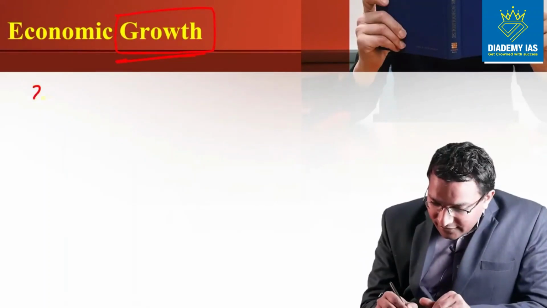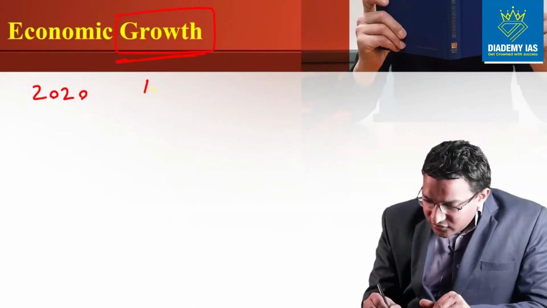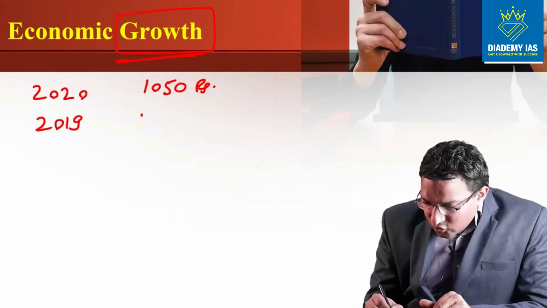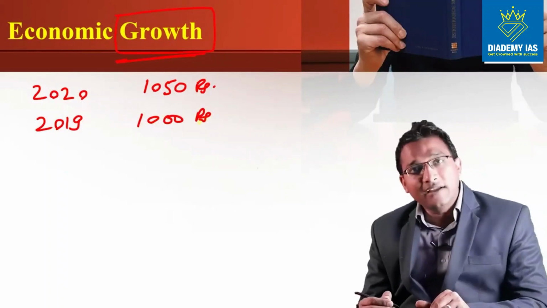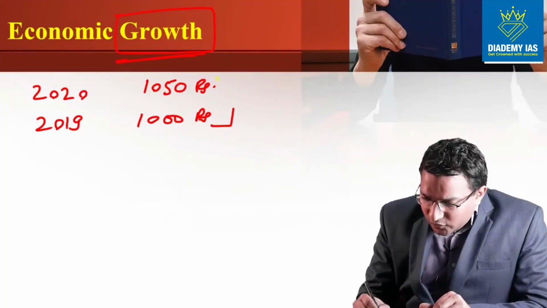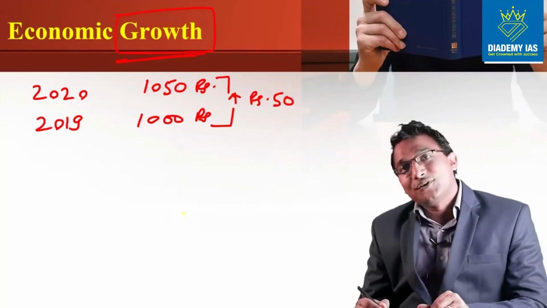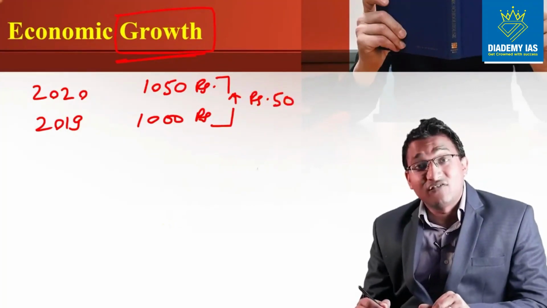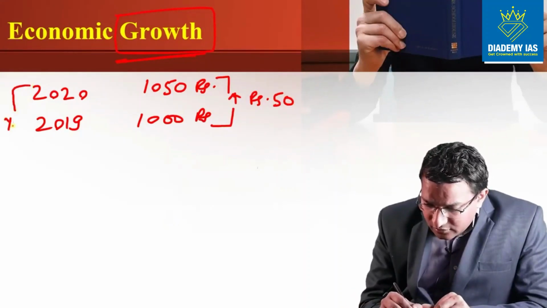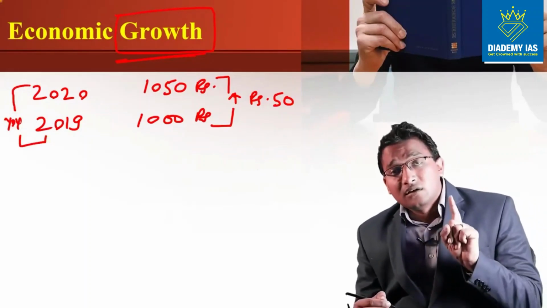For example, in 2020 the value of GDP is 1050 rupees. In 2019 it was 1000 rupees, right? So if we compare 2019 to 2020, there is an increment of 50 rupees. This 50 is the growth. So we are comparing year on year.